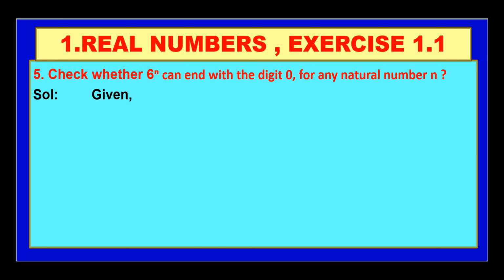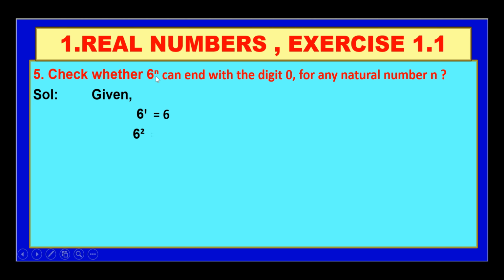Do you know what are natural numbers? Good. The natural numbers start from 1, that is 1, 2, 3, 4 and so on. It is given that 6 power n is the given number and n is a natural number. Therefore, substitute n is equal to 1 first of all. 6 power 1 is 6.